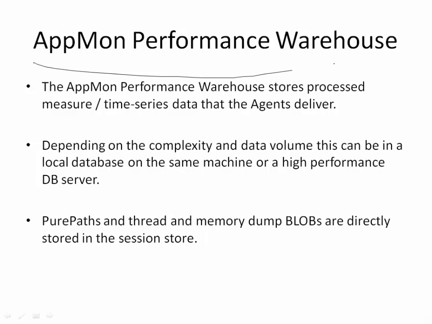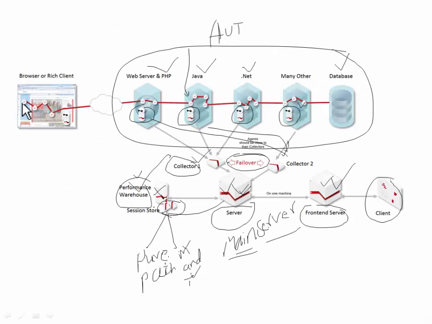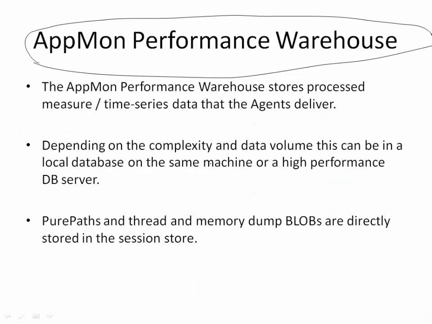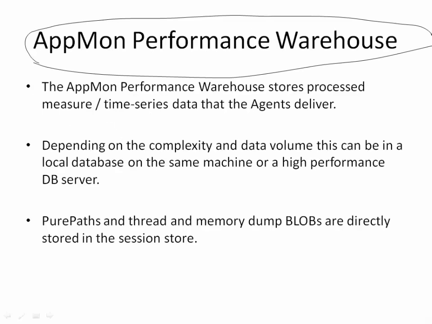And Appmon performance warehouse, we have already seen that. So this is the warehouse that we are talking about. We already talked about the session storage. Now we are talking about the performance warehouse. As you can see, the Appmon performance warehouse stores processed memory and time series data that the agent serves. As I've told you, this is not the pure path data or the memory and thread dump, but it is the measure and time series data, and it stores the processed data.